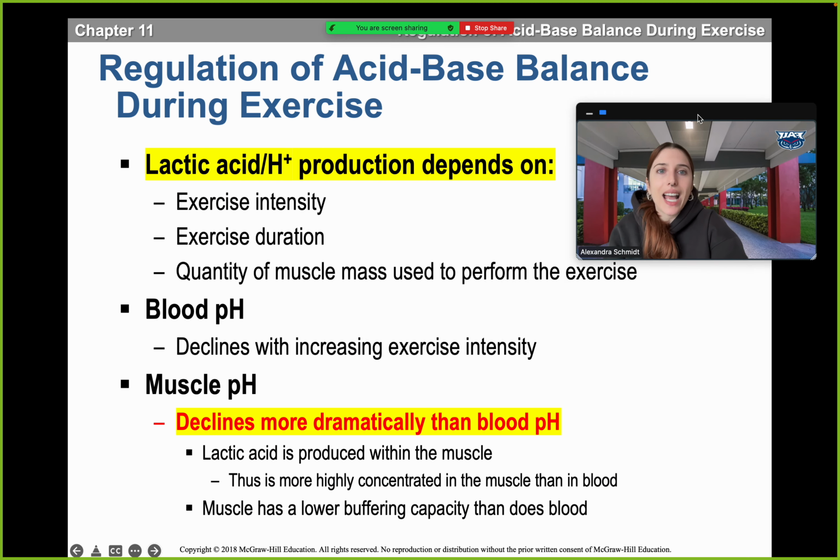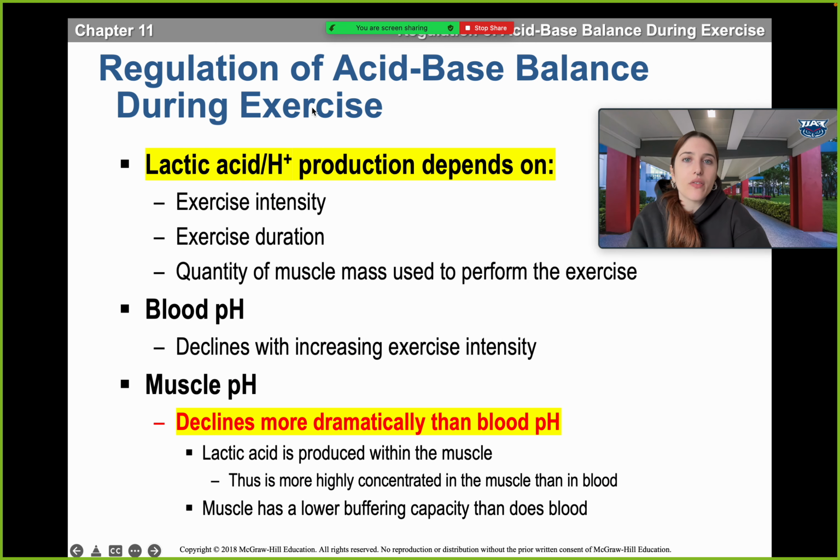Okay, lactic acid production. Regulation of acid-base balance during exercise. So we're still talking about exercise here. Lactic acid production, we know, depends on exercise intensity. The higher the intensity, the more we have to rely on glycolysis. Exercise duration: the longer the exercise, the more lactic acid we produce. And of course, the quantity of muscle mass. The more muscle we use, the more glycolysis we have, the more lactic acid we produce.